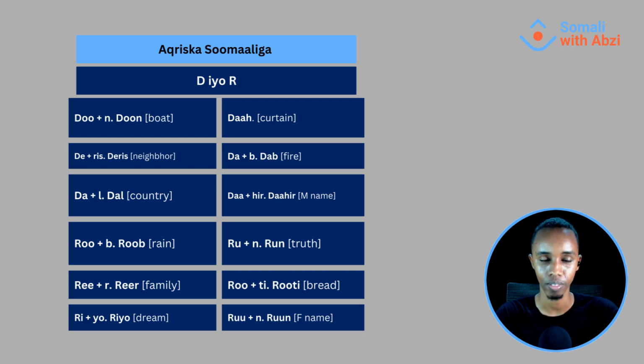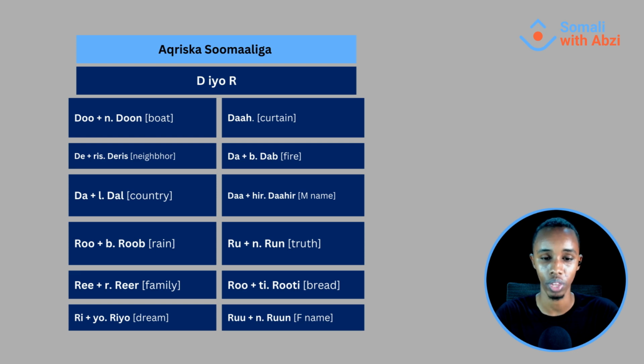Da plus ba. Dab. Da plus la. Dal. Da plus hir. Dahir. Ro plus ba. Rob. Ru plus na. Run. Re plus ra. Rare. I hope that was very easy for you as well.